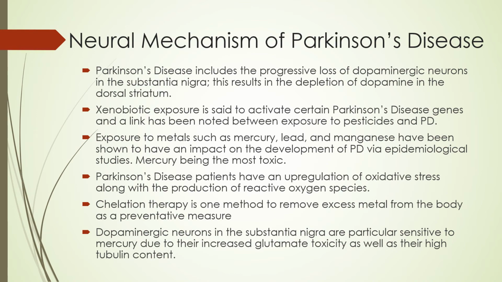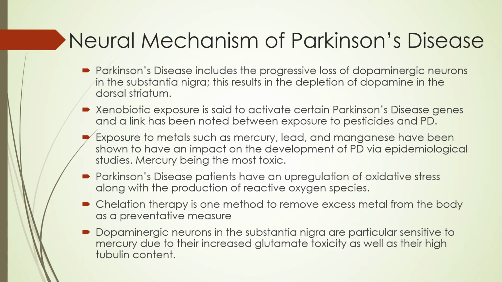So the neuromechanism of Parkinson's disease. Parkinson's disease includes the progressive loss of dopaminergic neurons. Dopaminergic neurons are neurons that synthesize and release dopamine. These neurons are in the substantia nigra and the ventral tegmental area, which we'll talk about later. So because we are losing these neurons, this results in a depletion of dopamine in the dorsal striatum.